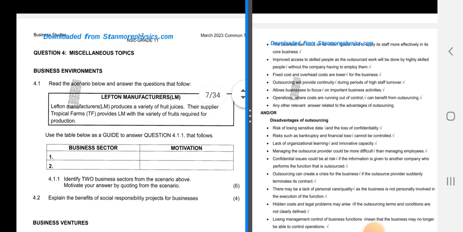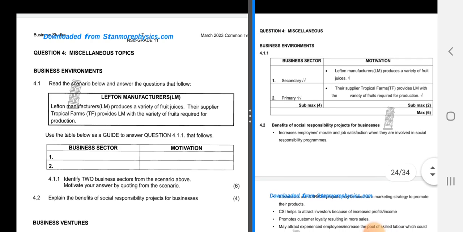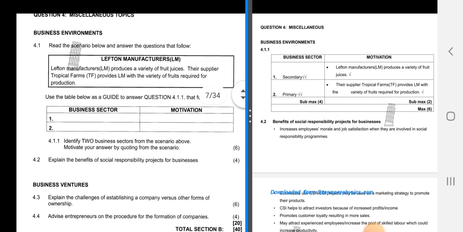And then we have miscellaneous topics. So in miscellaneous topics, we have a combination of business environments and business ventures. So if you know business environments a lot, you must do number 2 and number 4, because number 4 is a combination of both. So don't do question 3. But if you know business ventures a lot, do question 3 and question 4. Okay. Yes, so miscellaneous is a mix. Read the scenario below and answer the questions that follow. That's 4.1.